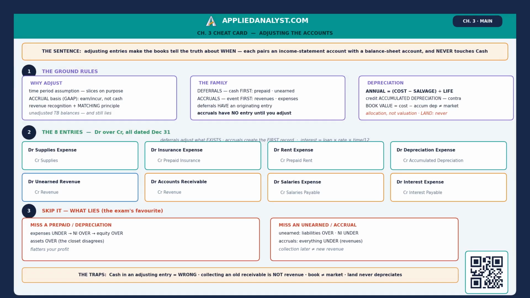Chapter 3's one sentence. Adjusting entries make the books tell the truth about when. Each one pairs an income statement account with a balance sheet account and never touches cash. Say that sentence in an exam hall and the chapter unfolds from it. The full card is on screen right now. The family tree, every entry pattern, the depreciation formula, the effects of skipping. Pause and screenshot it. Keep it in your camera roll. It's the whole chapter in your pocket.